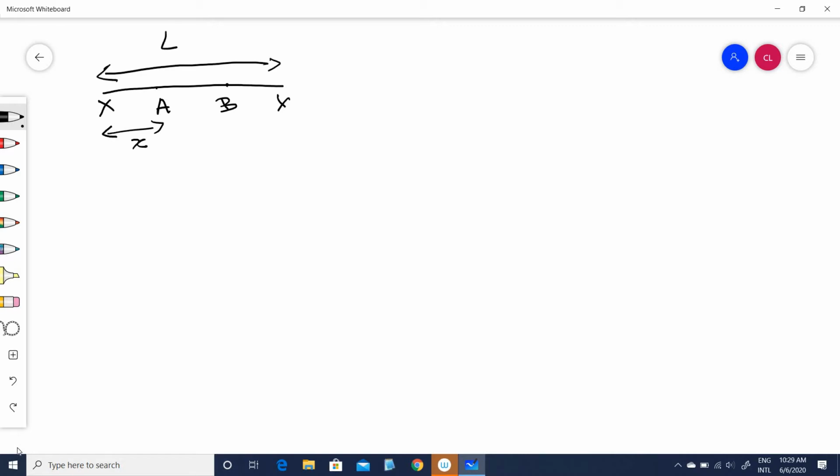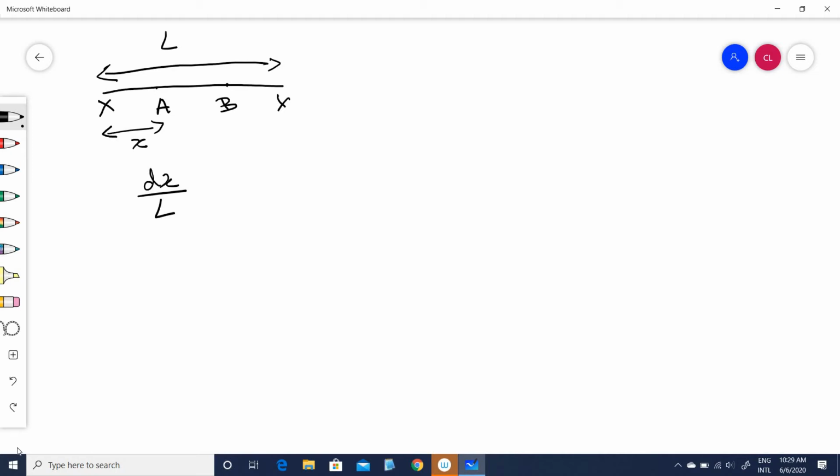Now let's come back to the probability that the segment XA is of length between x and x plus dx. It is going to be dx over L, because the segment could have been uniformly distributed all the way from 0 to the length of L. So the probability that XA is of length between x and x plus dx is dx by L. That is coming from the uniform probability distribution.